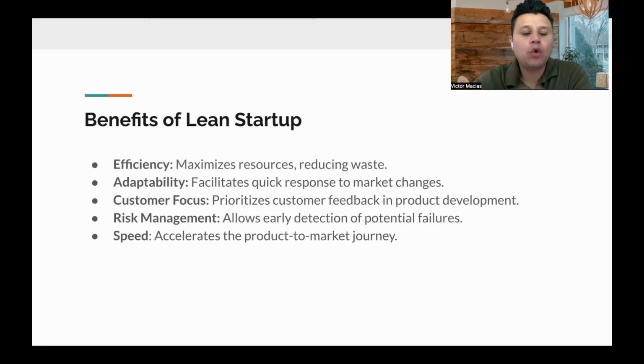Why lean startup? Well, for one, it's efficient. Number two is it allows us to adapt. Number three is that we focus on customers first. So through this process, we are interviewing, we are surveying people, and we are finding out who our ideal customer is.